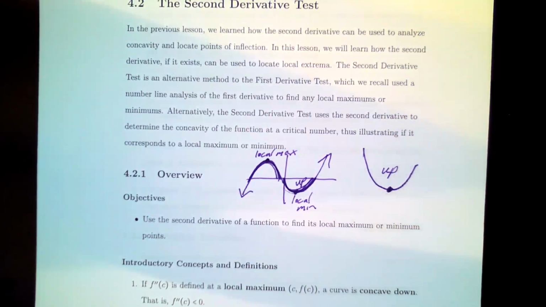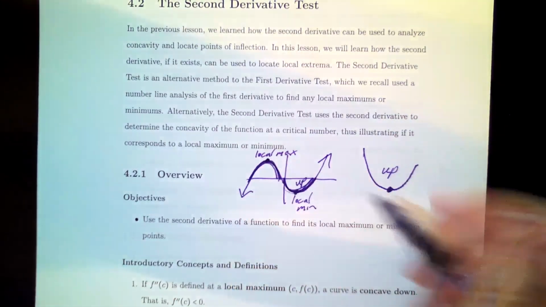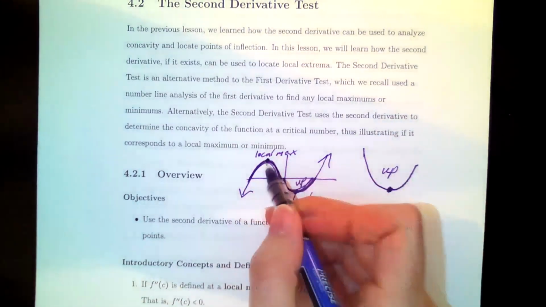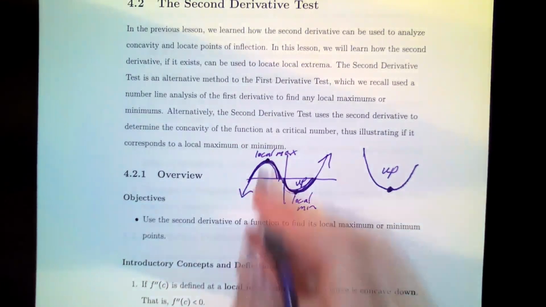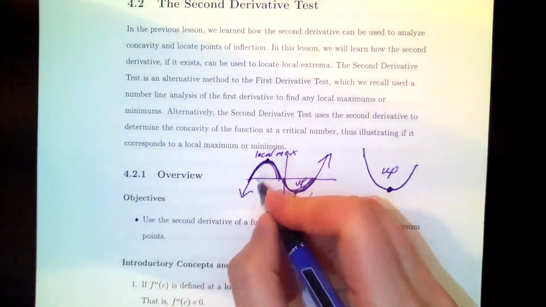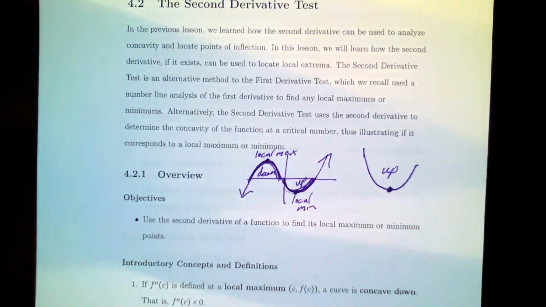It's an upright bowl. On the other hand, think about inverting this. If I have my bowl upside down, the very tippy top, my local maximum, but it has to be that the bowl is upside down. So we have the concave down curvature there.